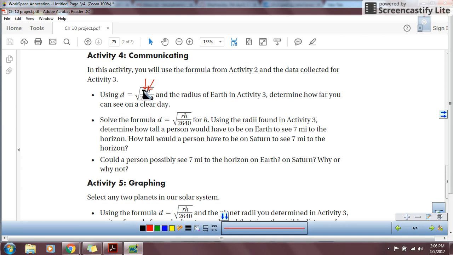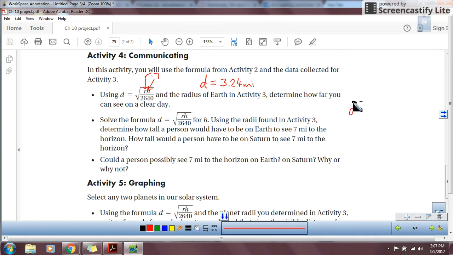So, for example, for me, it would be whatever the radius of the Earth is, okay, which you're going to find, times 7, because I'm 7 feet tall. Okay, and then you divide that by this, you find the square root of it, and you find how far you can see. If you're 7 feet tall, like I am, I can see approximately 3.24 miles. Okay, so if you're a little bit shorter than that, you're going to see a little bit less than 3.24 miles.